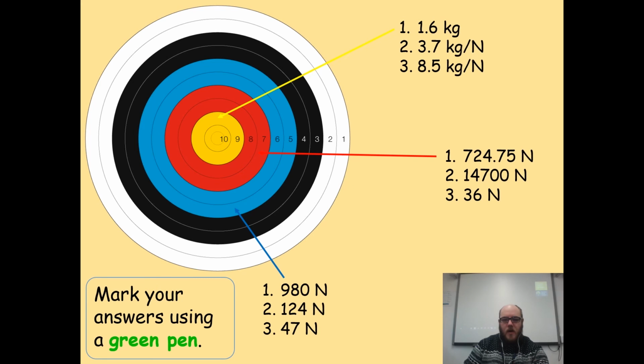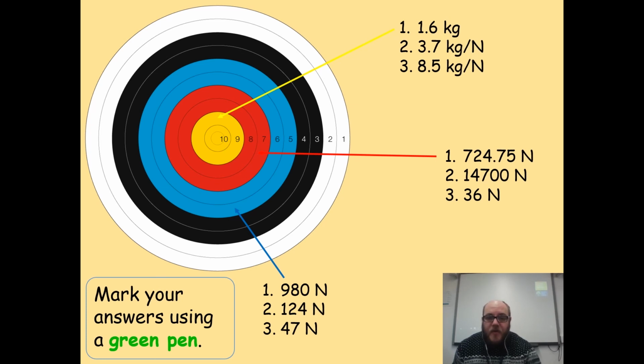All right, how did you get on? What I'd like you to do is mark your answers using a green pen or anything you've got to hand. So the gold questions. Question 1 was 1.6 kilograms. Question 2 was 3.7 kilograms per Newton. Remember, the units are important. Question 3, 8.5 kilograms per Newton.